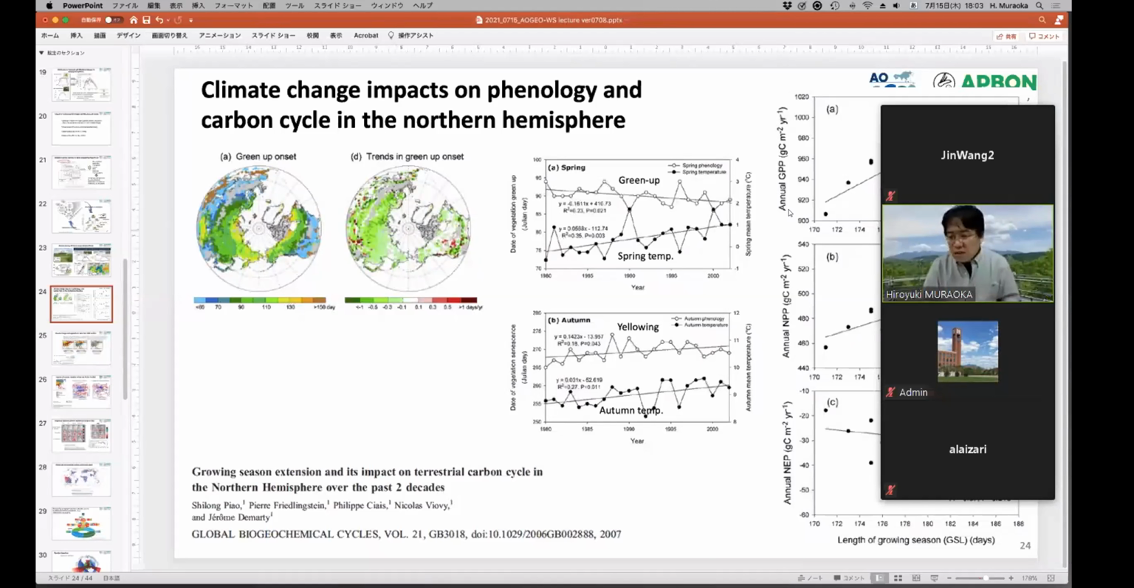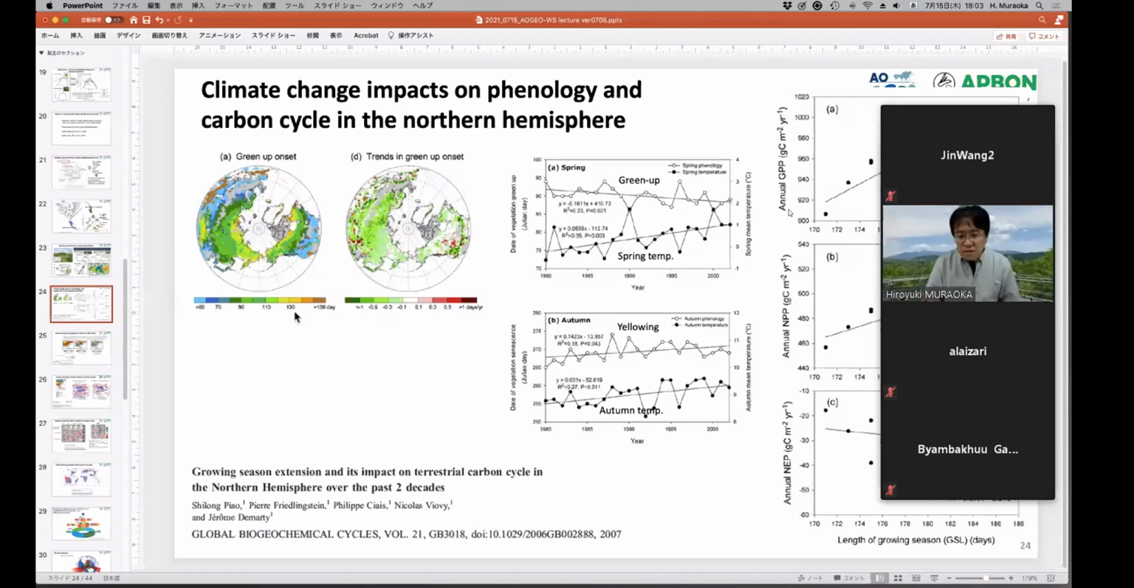And then finally, these changes in the length of the growing season, I mean the length of the period of greenness. If you have more days of green leaves, then the annual GPP, the gross primary production, which is the total amount of photosynthesis by the ecosystems, increases like this. If you have a longer period of leaves, you can have much more photosynthesis.